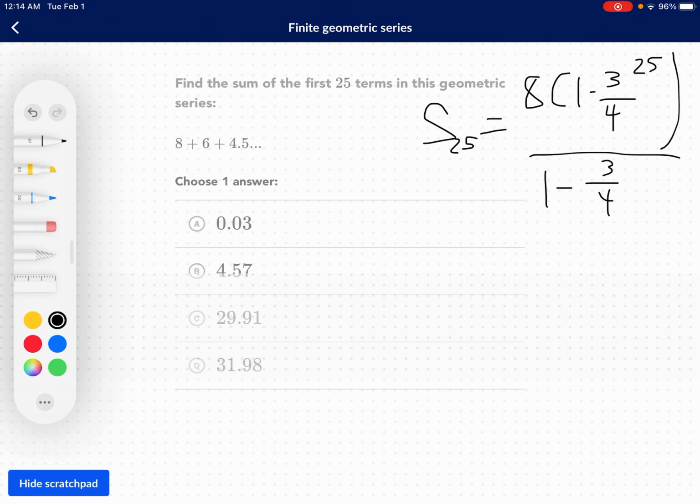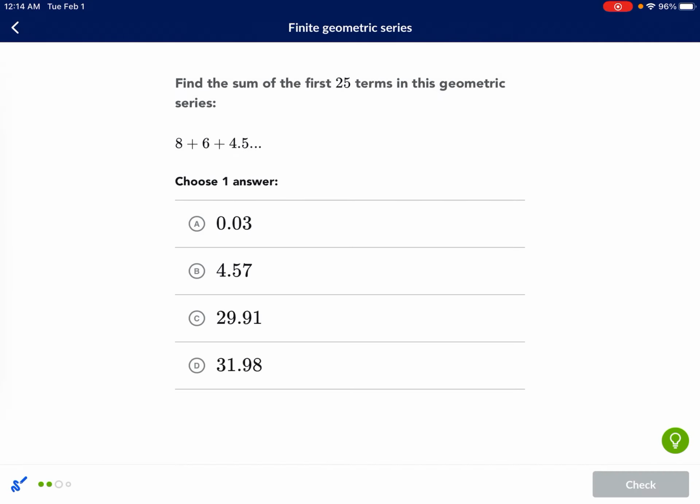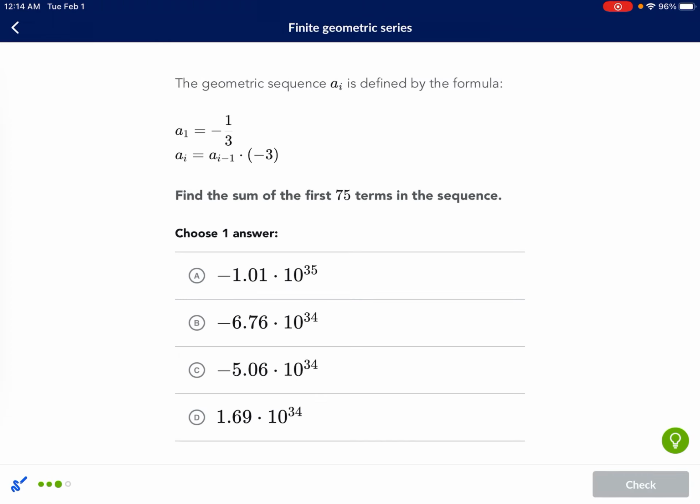Enter all of this in the calculator. 8, open parentheses 1 minus open parentheses 3 over 4 close parentheses to the 25th power, close parentheses, all over 0.25. You get 31.9759, which looks to be about D.